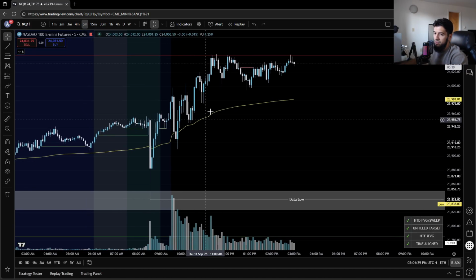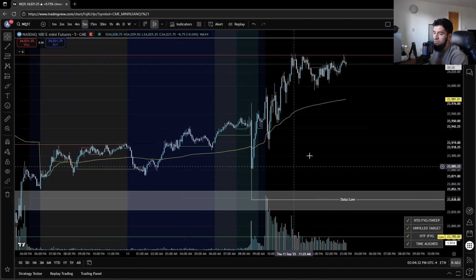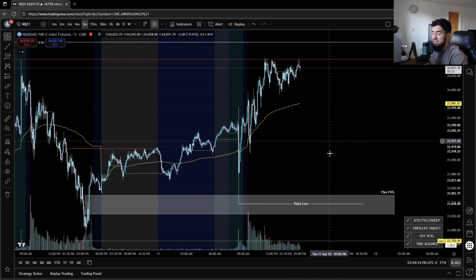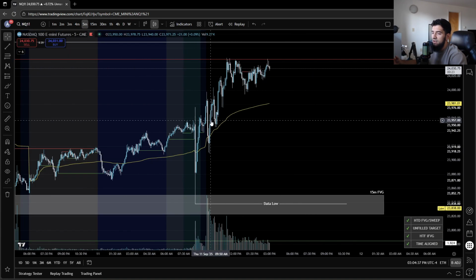This is a very, very good generated liquidity that we have here and the weekly low. So potentially we could see some sort of a sell-off maybe tomorrow, right? So that's kind of just what I'm keeping in my mind.